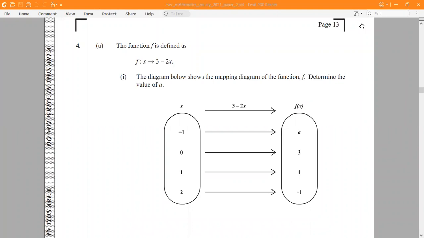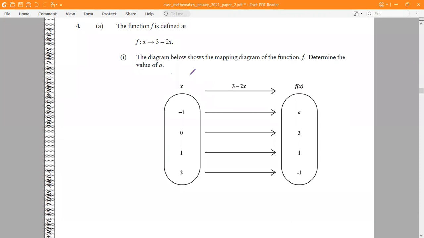Good day, everyone. We are working out January 2021 CSEC Maths, and we are number 4 right now. This is our functions question, and we are given a function f of x is equal to 3 minus 2x, and we are also given a mapping diagram of the function. We are asked to find the value of a.